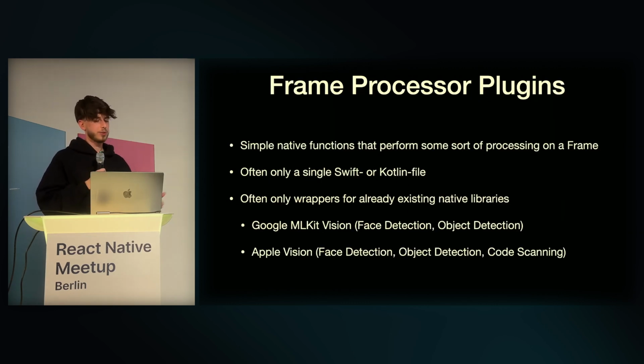The benefit of a frame processor plugin is a simple native function that you can plug into your frame processor. So inside your JavaScript frame processor, you can call one, two, maybe 10 different frame processor plugins, which are essentially similar to native modules, just a single native function that takes a frame and returns a result. So whatever you do in between is up to you. Often they're just single Swift or Kotlin files and just wrappers for existing libraries. For example, Google ML Kit has some nice face detection and object detection algorithms, which you can simply wrap using a single Swift or Kotlin file. And then you can call them directly from VisionCamera and get faces or objects in the single frame.